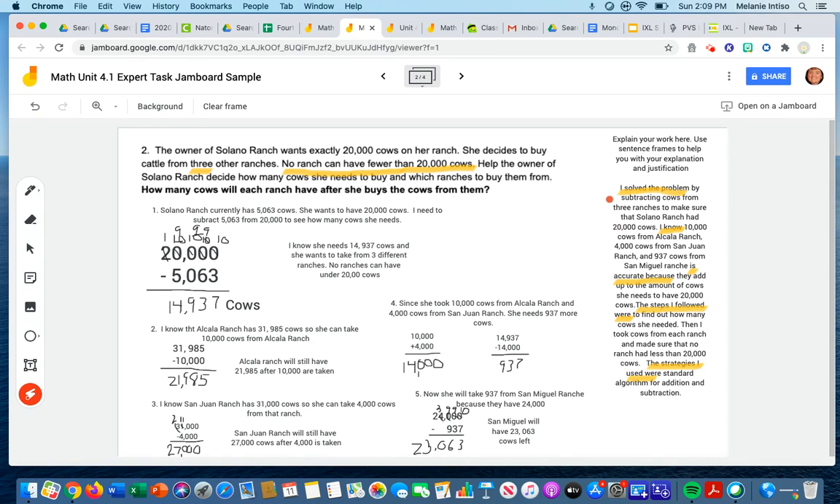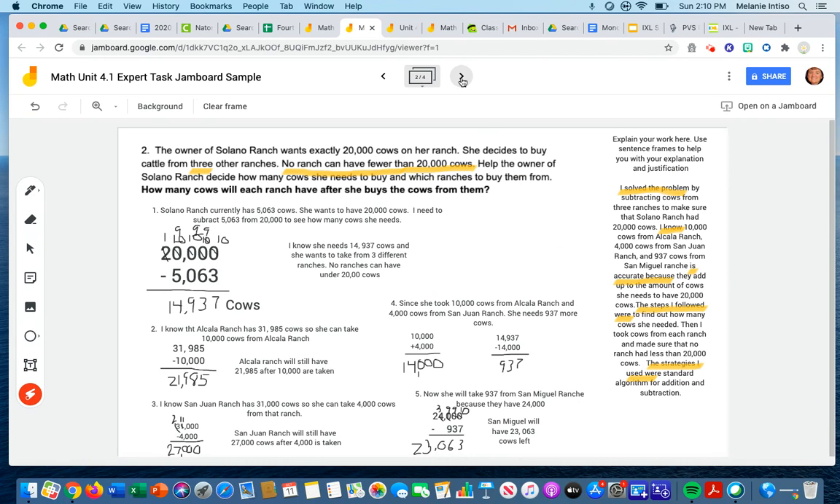So here's my answer. I solved the problem by subtracting cows from 3 ranches to make sure that Solano Ranch had 20,000 cows. I know taking 10,000 cows from Alcala Ranch, 4,000 cows from San Juan Ranch, and 937 cows from San Miguel Ranch is accurate because they add up to the amount of cows that she needs to have 20,000 cows. The steps I followed were to find out how many cows she needed. Then I took cows from each ranch and made sure that no ranch had less than 20,000 cows. The strategies I used were the standard algorithm for addition and also the standard algorithm for subtraction. So I put those in my explanation as well.